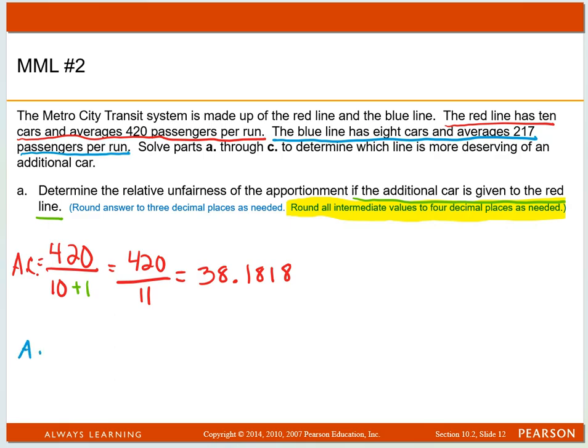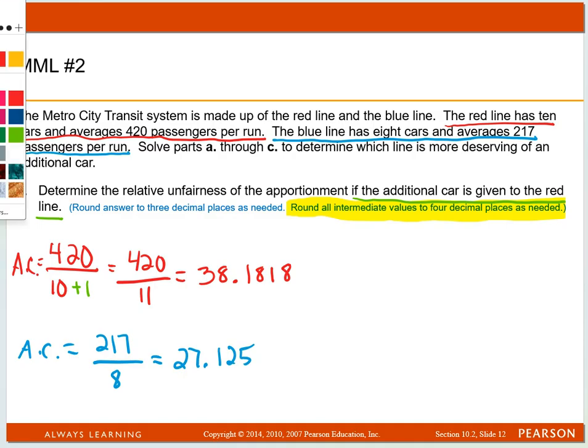Now calculate the average constituency of the blue. The blue has 217 passengers per run, and they currently have 8 cars. When I divide that, this one comes out to be exactly 27.125. So I need to figure out the relative unfairness at this point, and I'll just use purple on that.